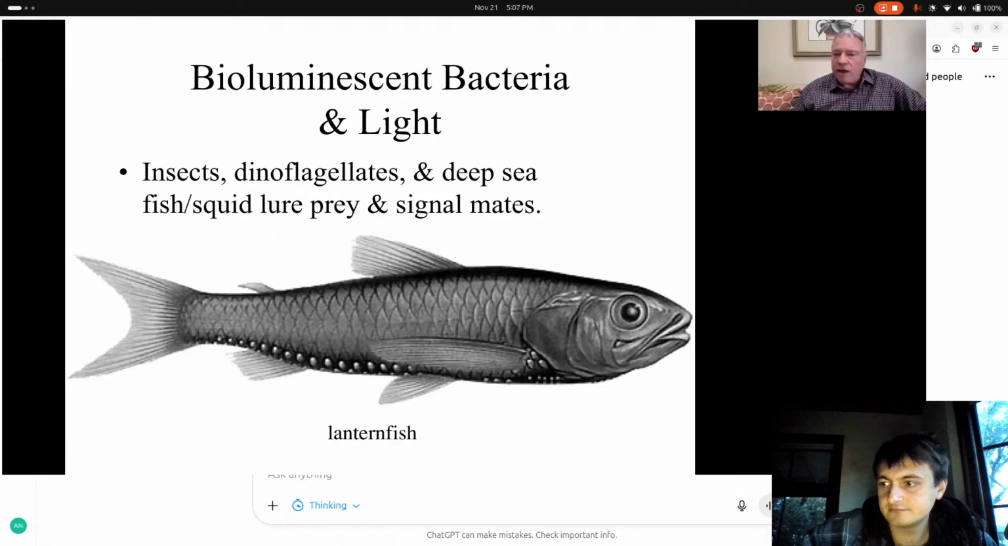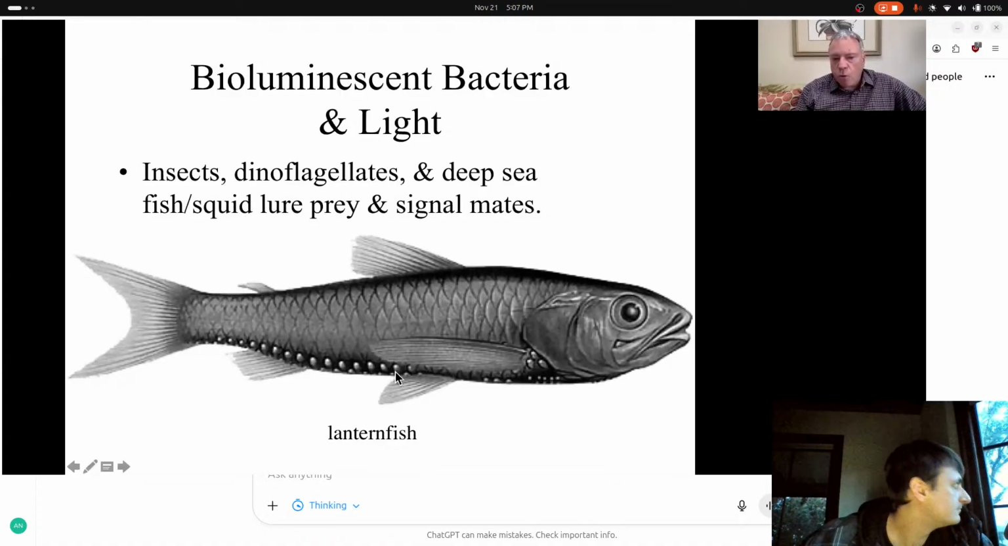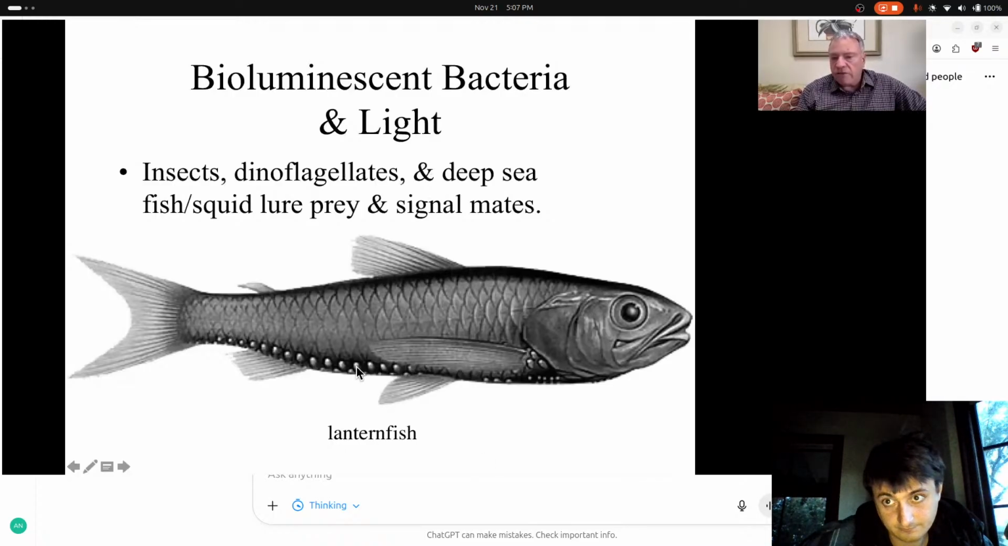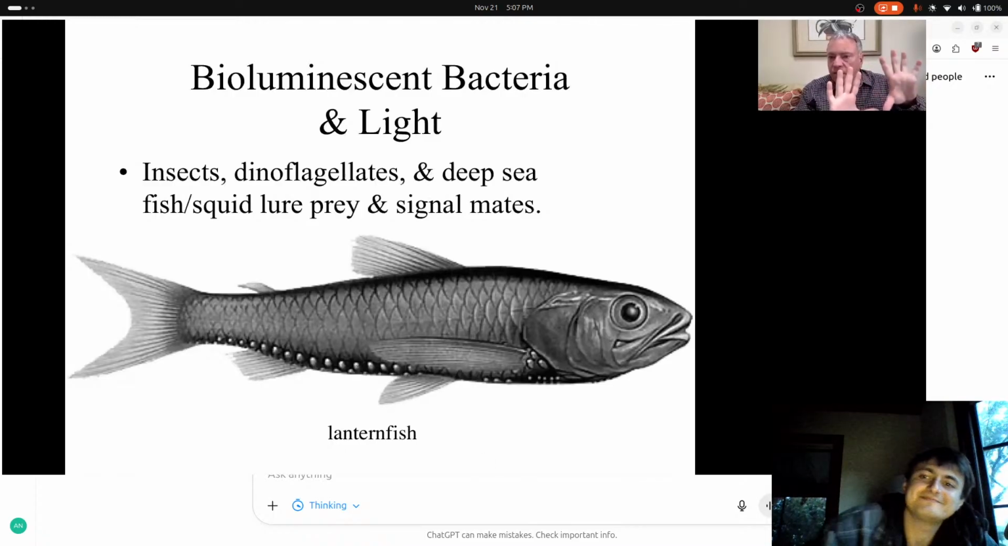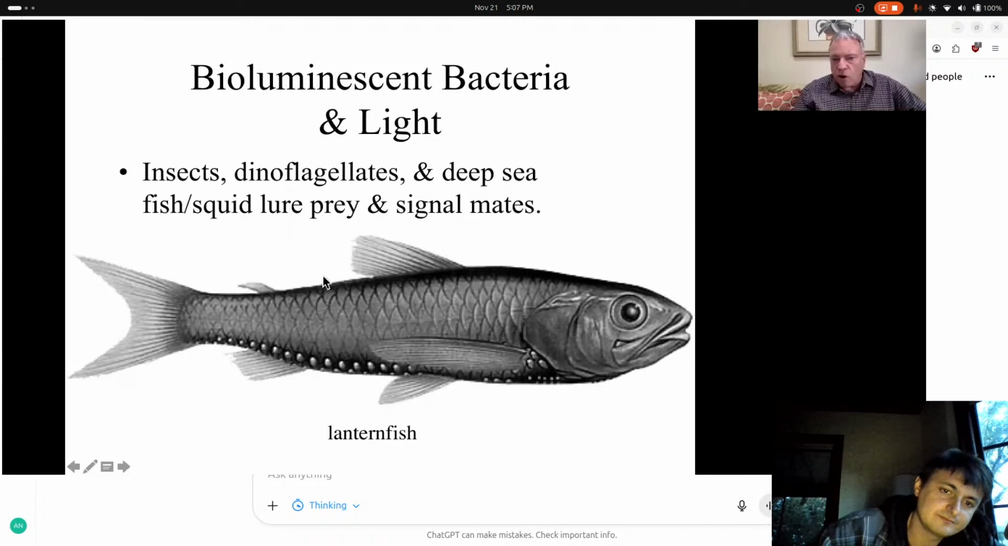And then some of them use light for what we call counter shading, where they will have a series of these photophores, these light bearers, along their ventral surface, and they glow to match the intensity of the sunlight above them. That way, anything that looks up at them sees their belly blend into the sky, because they're glowing at the same intensity. Whereas an animal looking down on them sees a dark back, and so they blend in with the dark, deep ocean. So it's a way to hide in plain sight. In the open ocean, there's nothing to hide behind, so you blend in with the light.